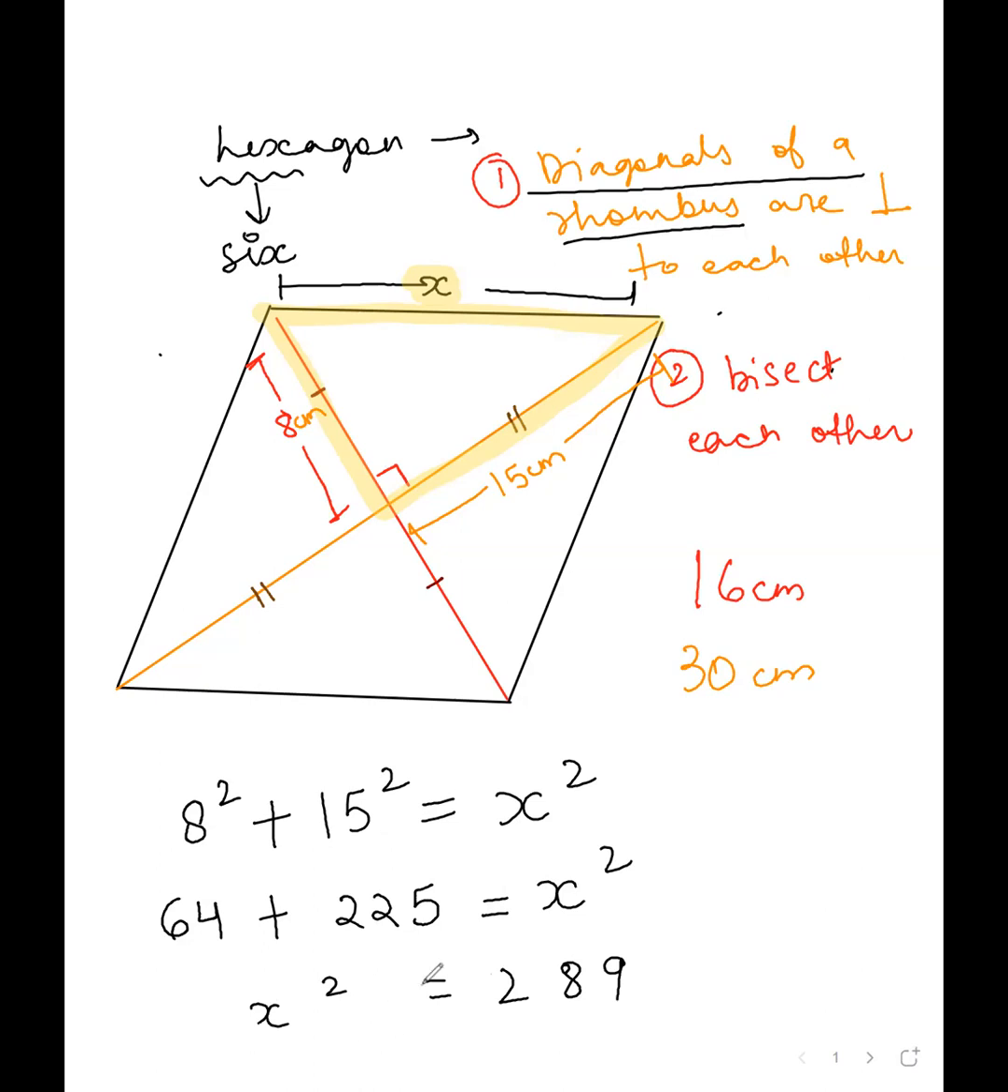16? No, 16 squared will end with 6, right? Whatever the answer is, it will end with 6. Yes, 17. Sorry, 17 multiplied by 17. x is equal to 17, because 17 multiplied by 17 gives you 289. So x is equal to 17 what? Centimeters. Okay. Can you give me 1 minute to write it down? Yeah.